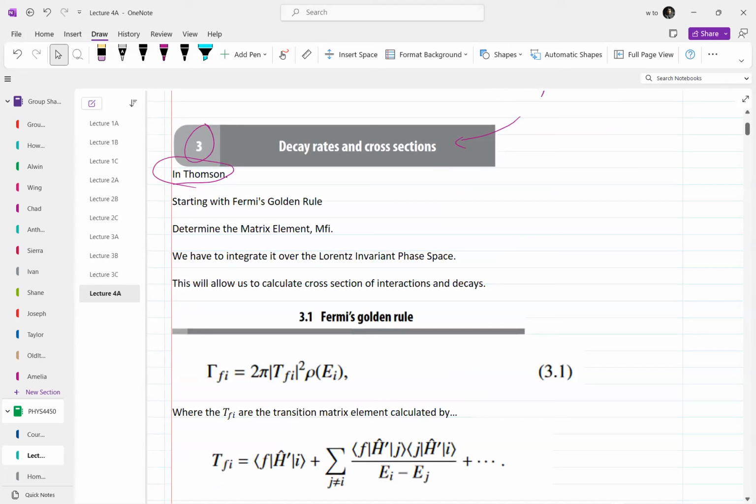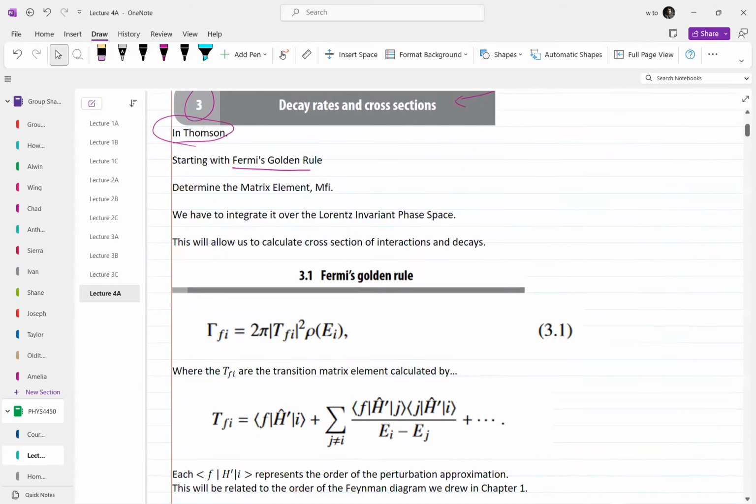So chapter 3 is going to be on decay rates and cross sections. Unfortunately, it doesn't start you there. Unlike Griffiths, it starts you off at Fermi's golden rule, which is something we just started talking about at the end of last chapter and the beginning of this chapter.